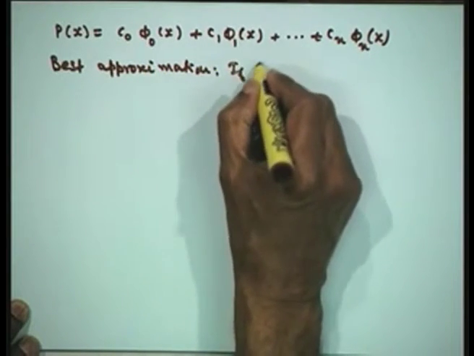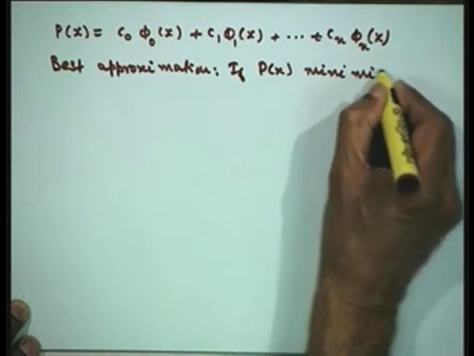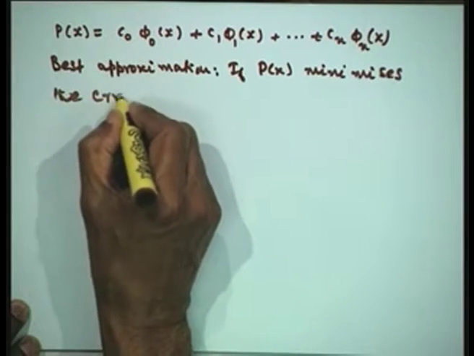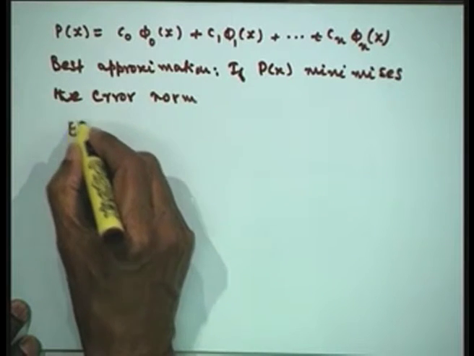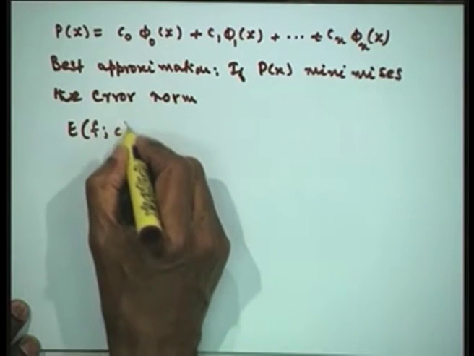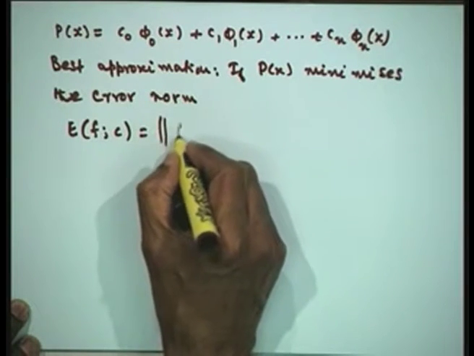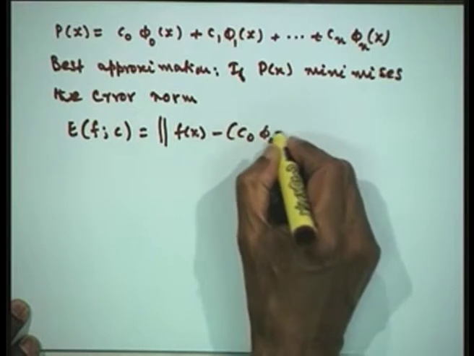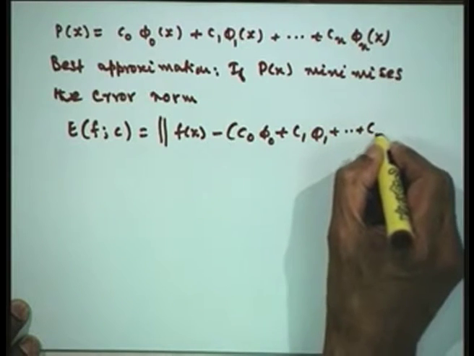if p x minimizes the error norm, and the error norm we have written as error, f, vector c of the constants, norm of f x minus c naught phi 0 plus c 1 phi 1 plus so on c n phi n.